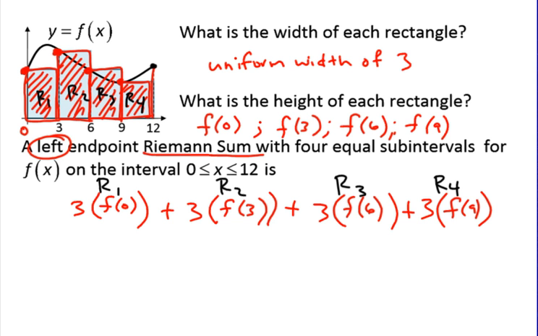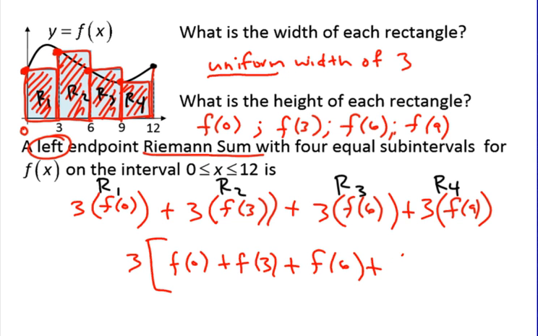Now you can definitely simplify this a little bit more. Since we have uniform width of 3, you could simply take the 3 out and write it like this. But a warning to you, not all Riemann sums have uniform width, and then you would have to write it out separately. So that is what a left Riemann sum looks like.